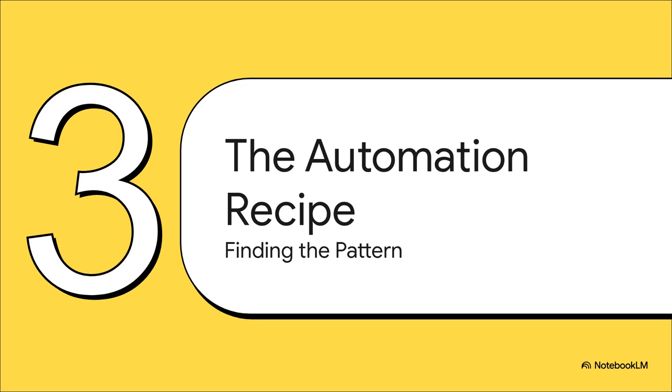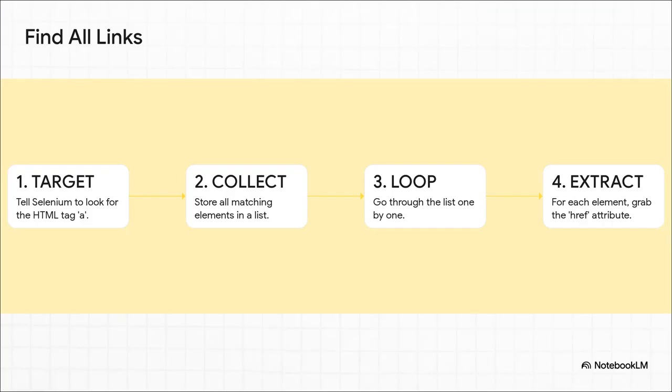Okay, so now that we've cracked the code, we've found the pattern, we can build a super simple but incredibly powerful automation recipe to take advantage of it. So here's the recipe. It's just 4 steps. Step 1, we tell our tool, say Selenium, hey, ignore everything else, just find me the HTML tag A. Step 2, it grabs every single one it finds and shoves them into a list. Step 3, we go through that list one by one. And the last step, number 4, for each one, we ask it, hey, what's in your href attribute? That's it. Seriously, that's the whole thing.